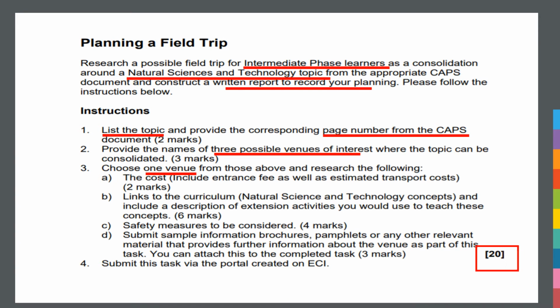So if you think of 3 extension activities and include the description for how you would teach it, it'll be 2 marks allocated per activity. So you need to be detailed with your explanation for each extension activity in order to get 4 marks there.